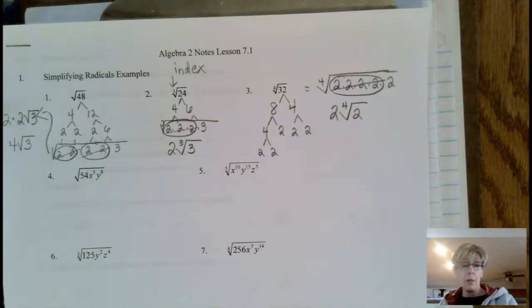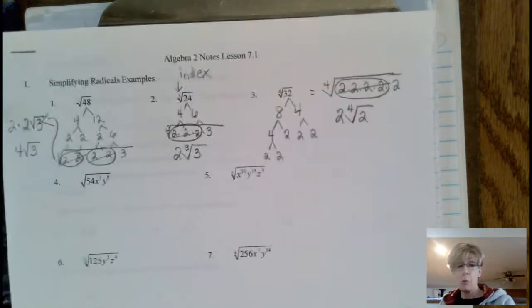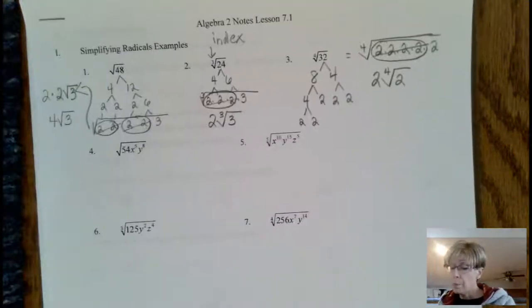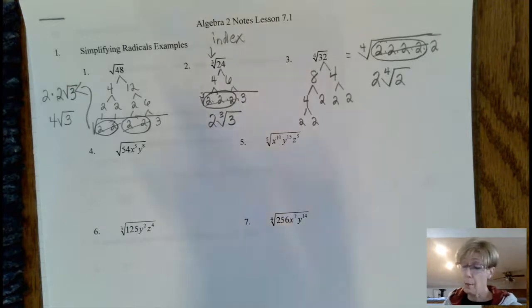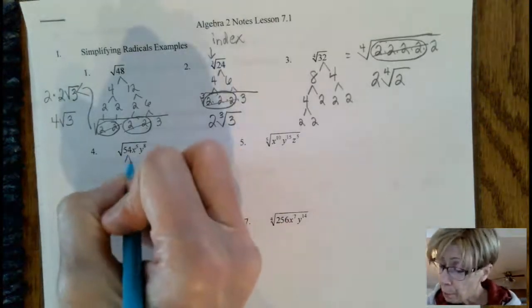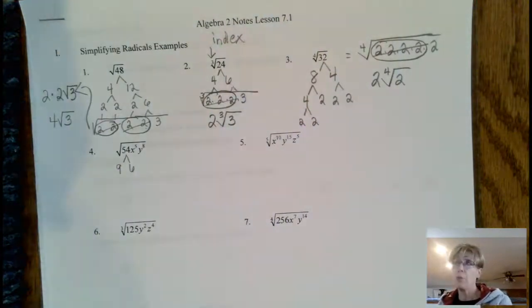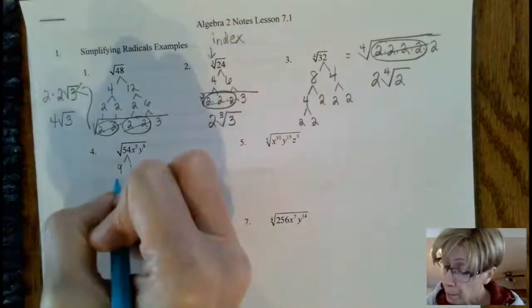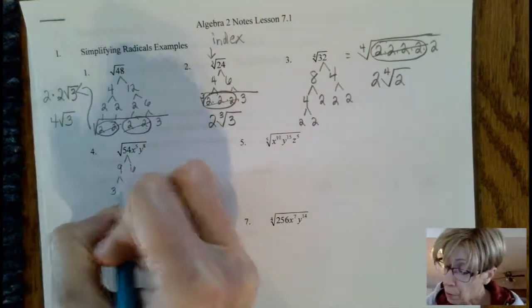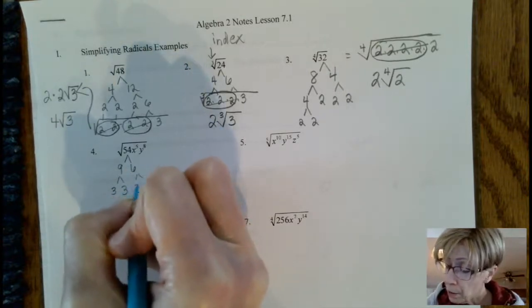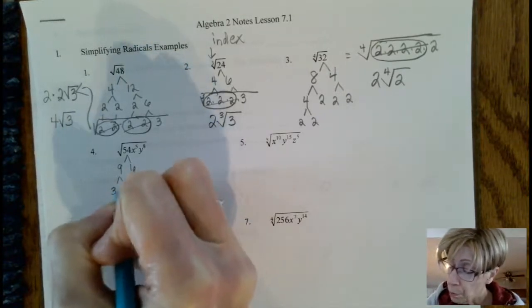Now, we've seen the numbers. We can apply variables to the same concept. So when we look at problem number 4, it is the square root of 54. Just going to start with the numbers first of all. Same idea as what we did on problem number 1. 54 is 9 times 6. That's one of the options. 9 is 3 times 3. 6 is 3 times 2.